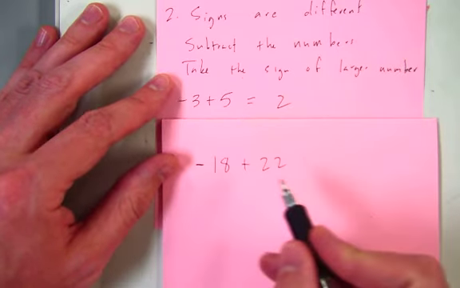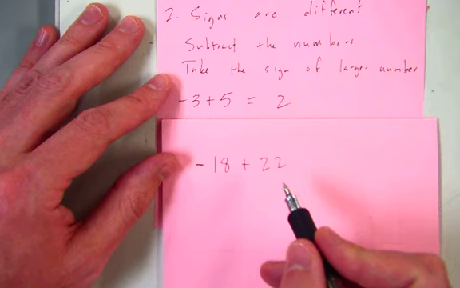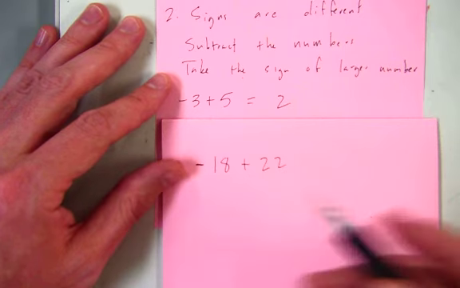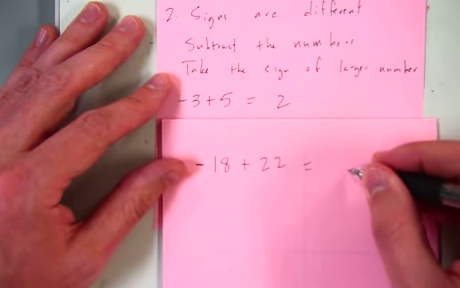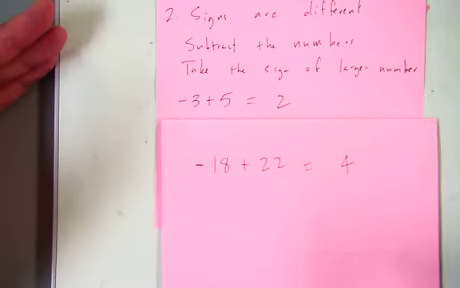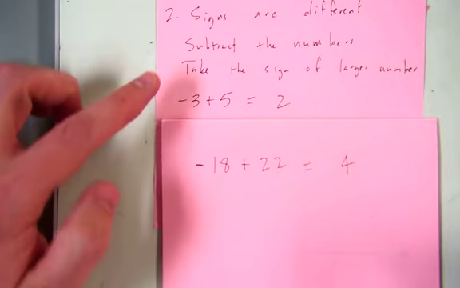So I want to forget about the signs, just subtract my numbers. So 22 minus 18 is 4. And then what's my sign going to be? Don't guess here. Think about the rule.